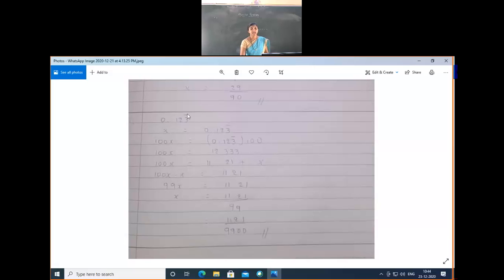0.123 bar. Again bar. Okay, bar is on 3. 3 is repeating. 3 is in the repeating block. 0.12333333 and so on up to infinity. Same step: x is equal to 0.123 bar. Then here, 3 bar is there, no? How can we take this 3 bar?